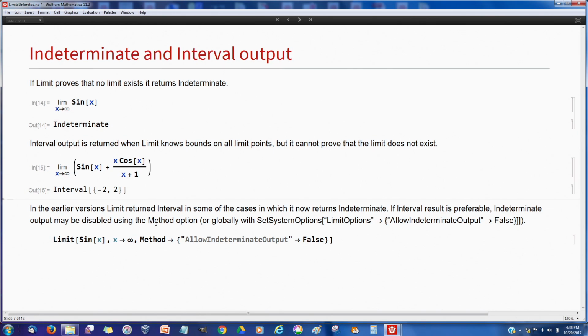So for sine, we would get the interval -1, 1. And if somebody prefers to get explicit bounds on the set of limit points, then there is a method option, allow indeterminate output, set to false. With that, we will always get an interval if we can get it.